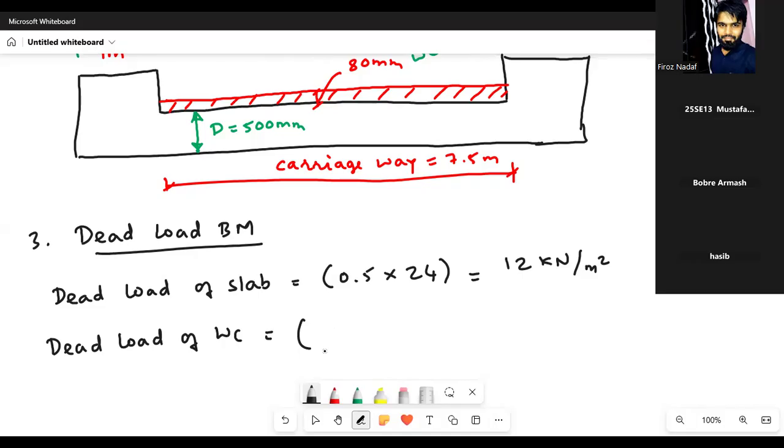And in meter, it will be 0.08 into the density of the wearing coat. The density of the wearing coat is 22. This is given in the IRC code. What is the density of the concrete? What is the density of the wearing coat? All those details are given in IRC 6. So the density of the wearing coat is 22. This is coming as 1.76 kilonewton per meter square.